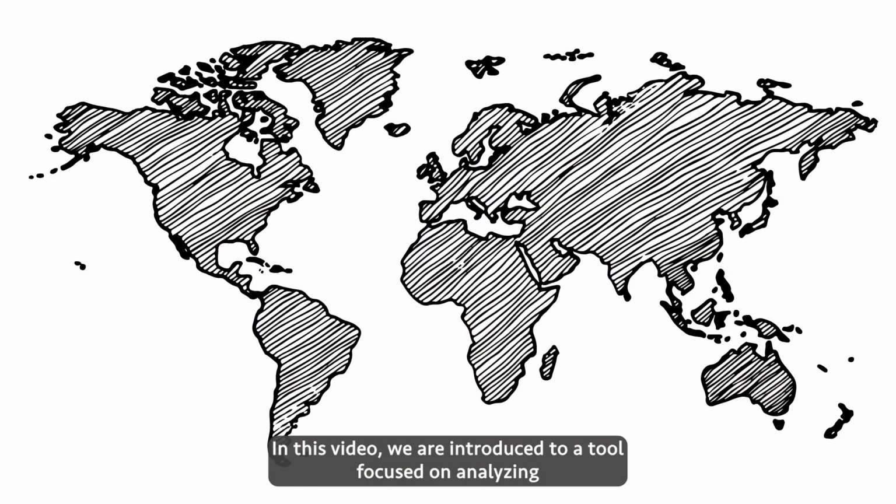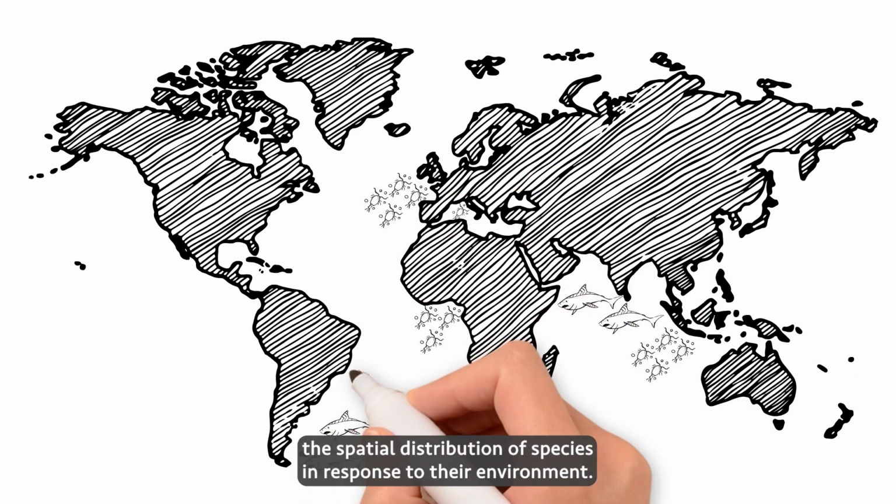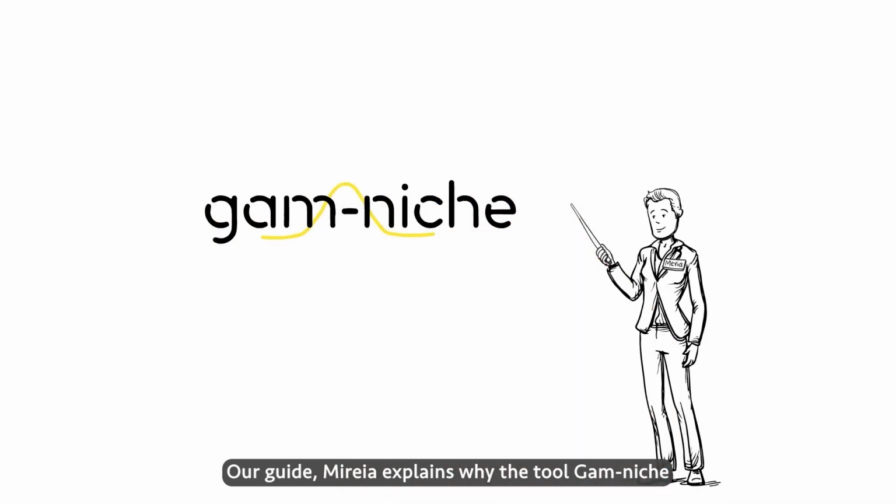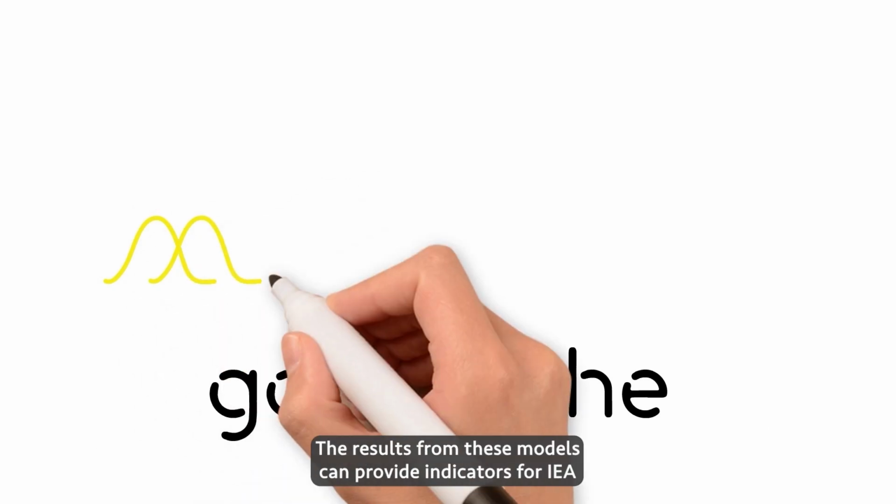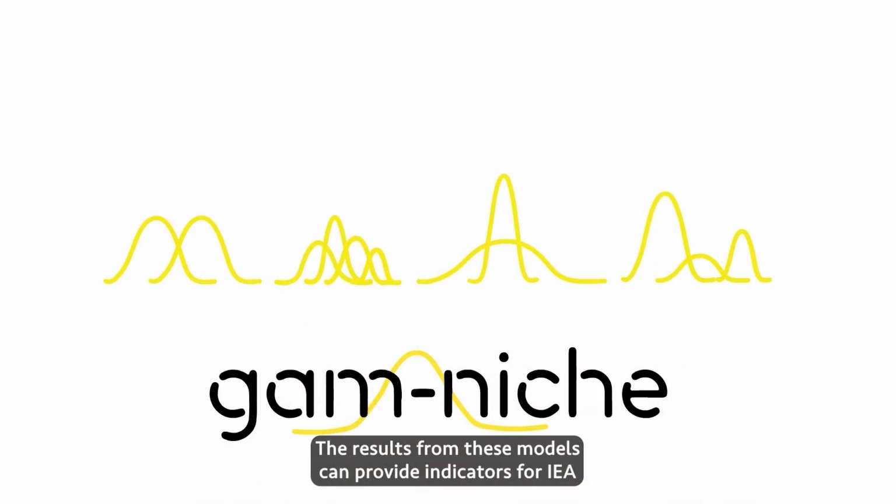In this video, we are introduced to a tool focused on analysing the spatial distribution of species in response to their environment. Our guide Mireia explains why the tool GAM-NICHE is different from standard spatial distribution models, how the results from these models can provide indicators for IEA, and how to assess the results of management actions.